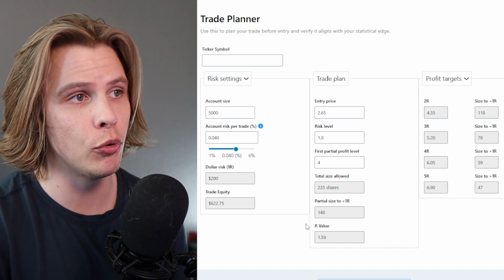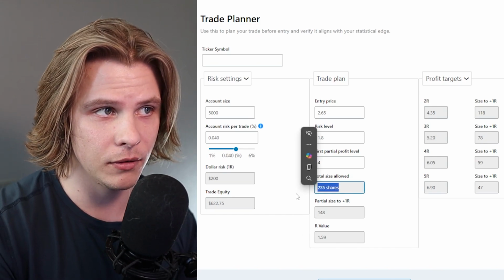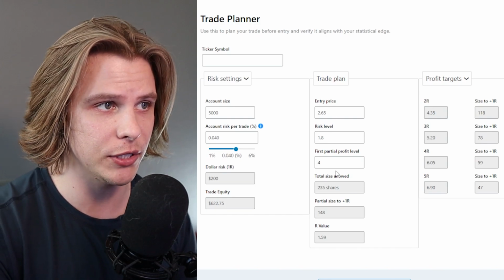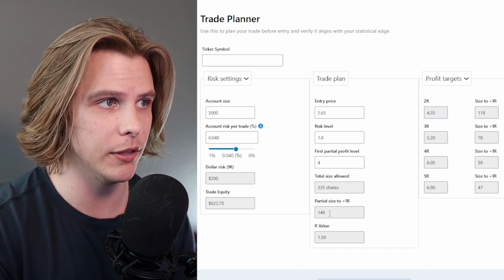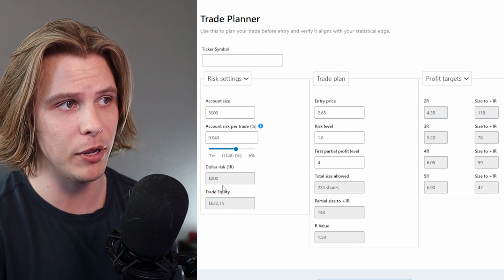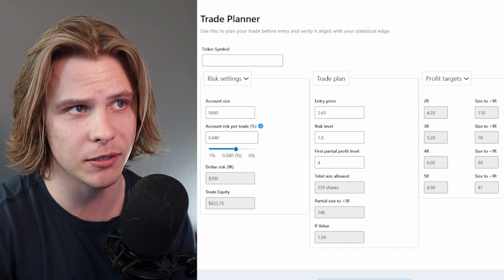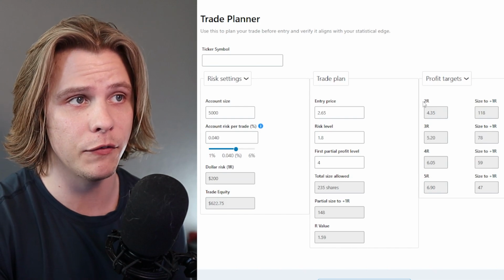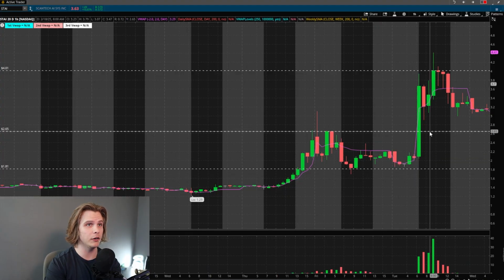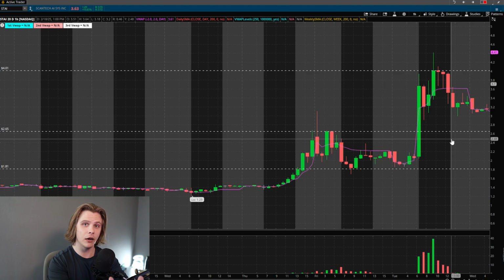Tells us that we can use 235 shares. And then at the first target, we sell 148 shares. This will ensure that at that first target, we make $200, we make back our 4%, and then we have some left over in case. And also has some nice profit targets too, based off R value. So as you can see, with how I trade, R value is super, super important. So this trade here is, if nothing else, has a good risk reward, so you can consider planning it further.